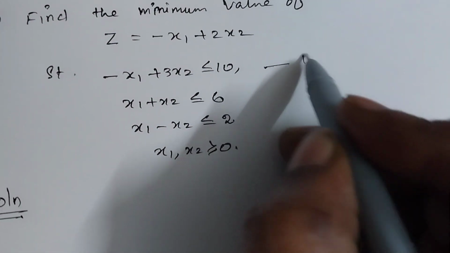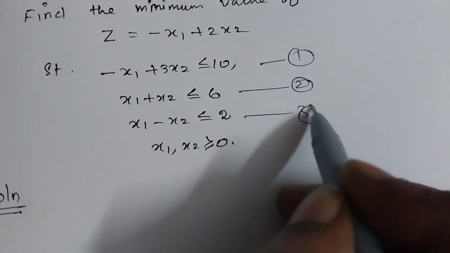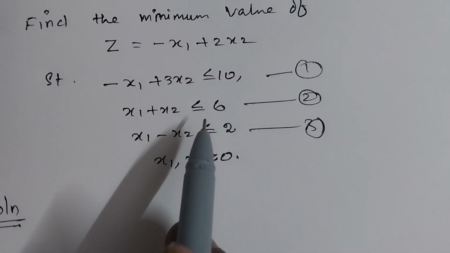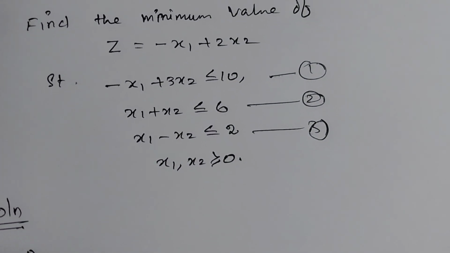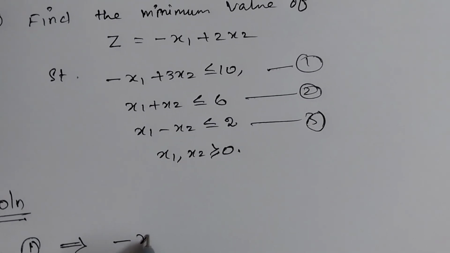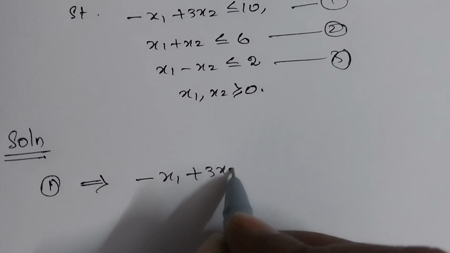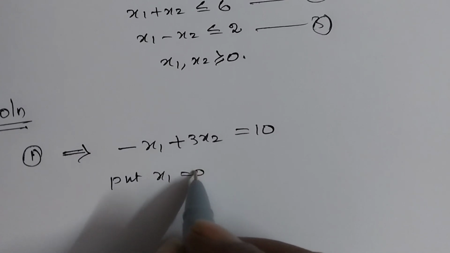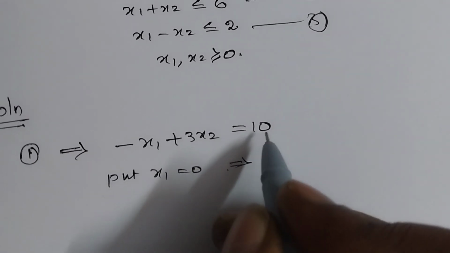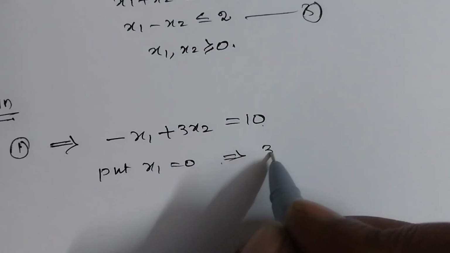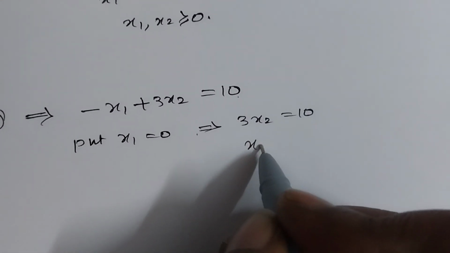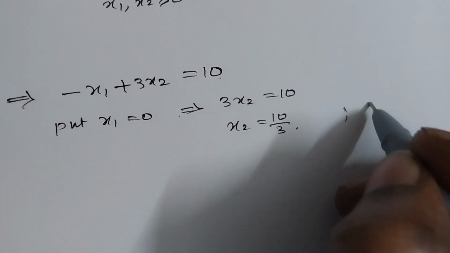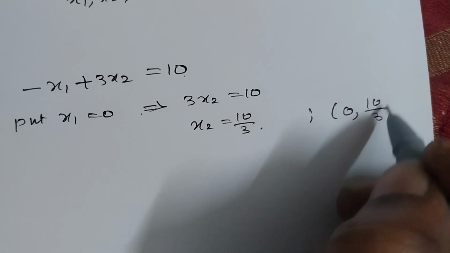So these are equations number 1, 2, 3. Whatever the constraints, you have to take the equation as an equality. So the first equation implies -x1 + 3x2 = 10. Now you put x1 equal to 0, so you will get a point for x2. So 3x2 = 10 and x2 = 10/3. So now I get one point, that point is (0, 10/3).